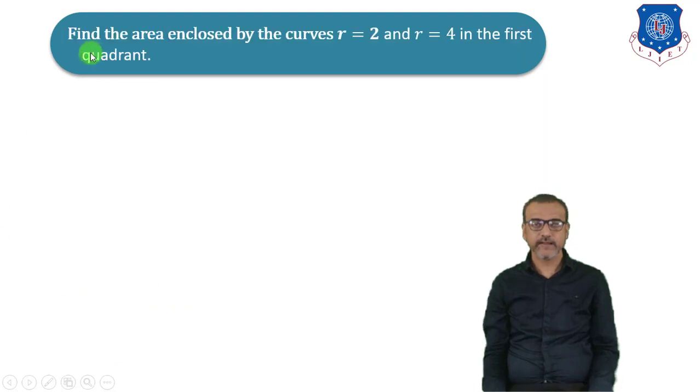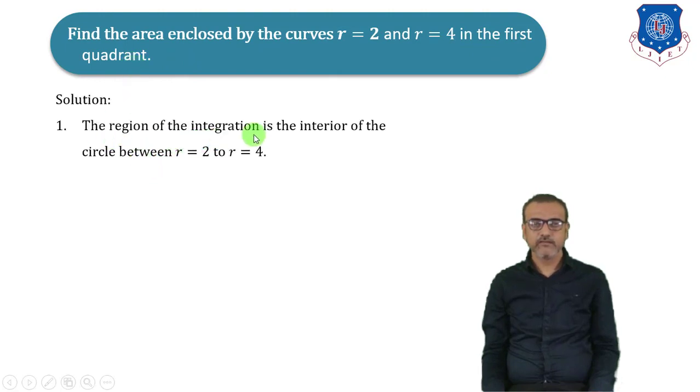Now this is the second example related to this topic. Find the area enclosed by the curves r equals 2 and r equals 4 in the first quadrant. So here is the solution. The region of integration is the region between r equals 2 and r equals 4. And r equals 2 is nothing but the equation of a circle having center 0, 0 and radius equals 2, because r is nothing but square root of x square plus y square.